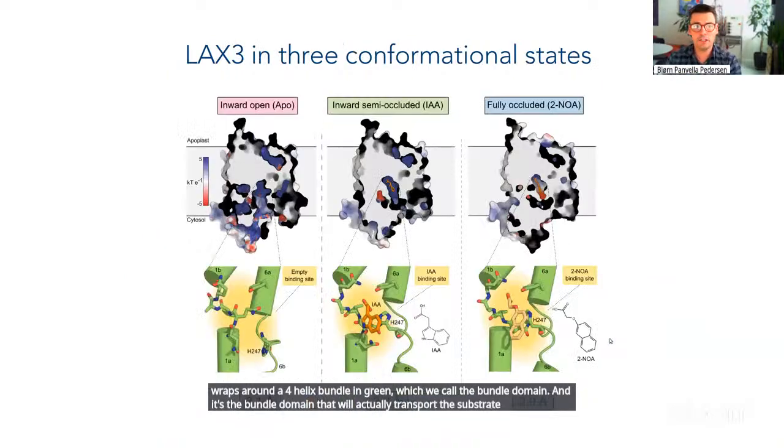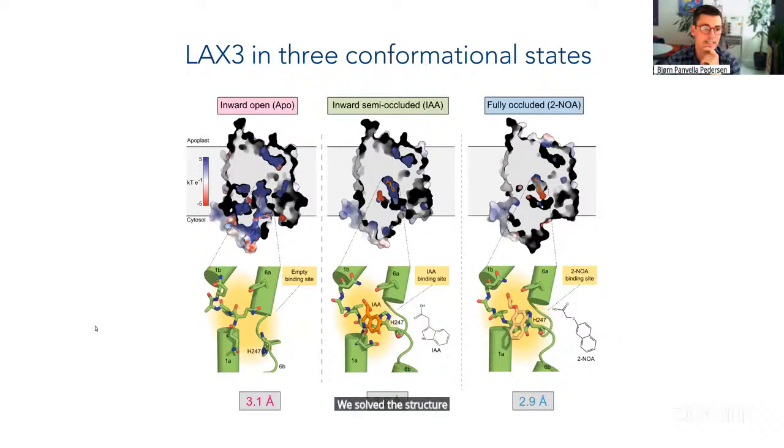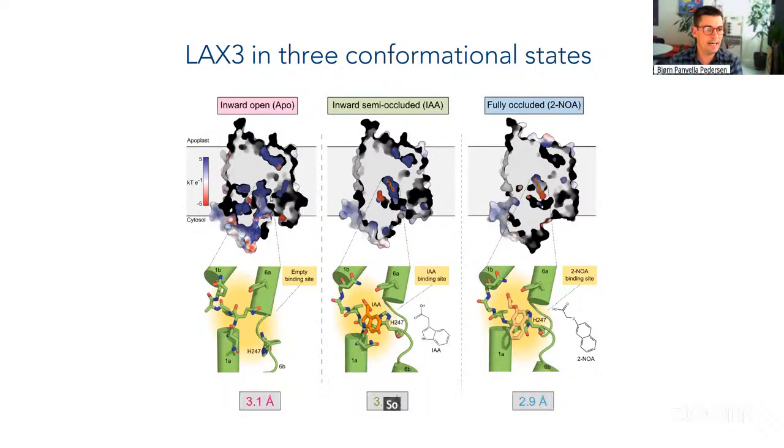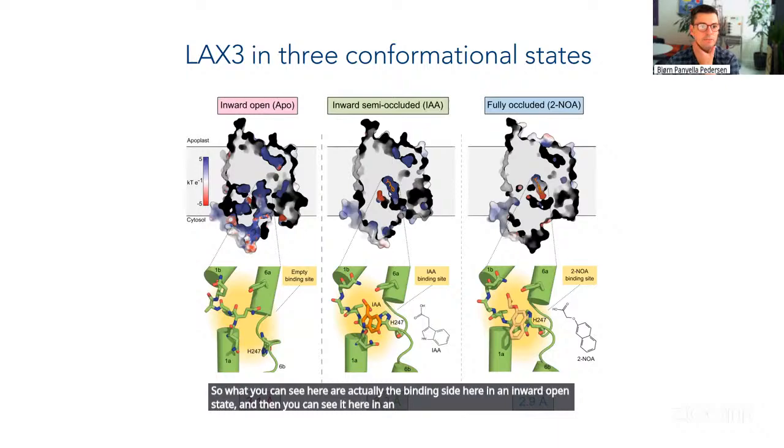We solved the structure in 3 different conformational states. And what you're seeing here at the very top is, imagine you take the same structure and now you slice it through the middle like an apple, and you're looking at the binding site in the middle, like looking at the core of the apple where the seeds are. So what you can see here are the binding site in an inward open state, and then you can see it here in an inward semi-occluded state with IAA bound, and in a fully occluded state here with a different inhibitor called 2-NOA bound.